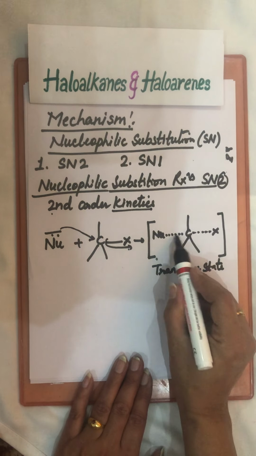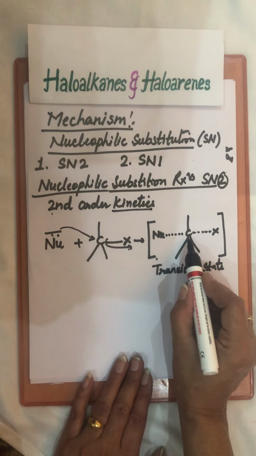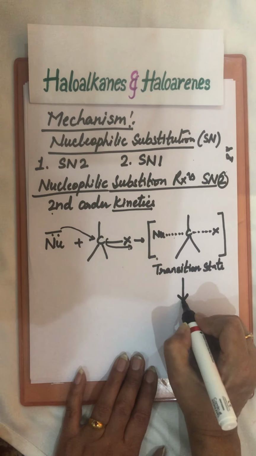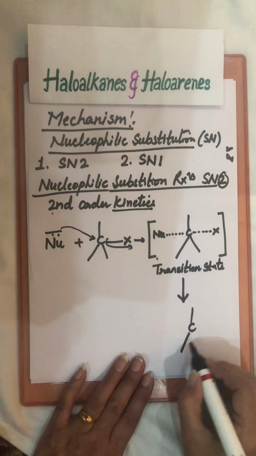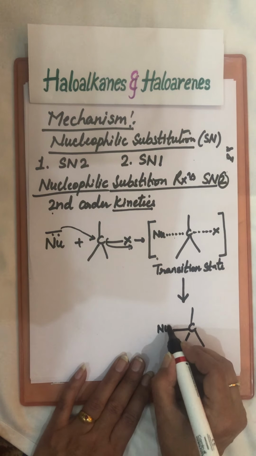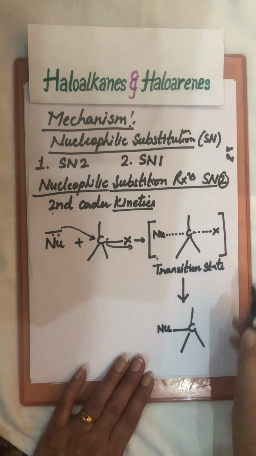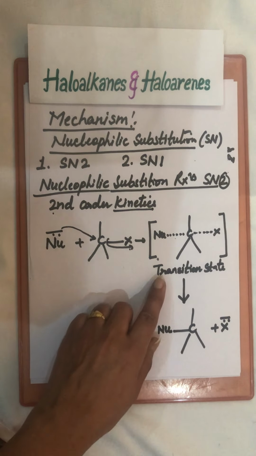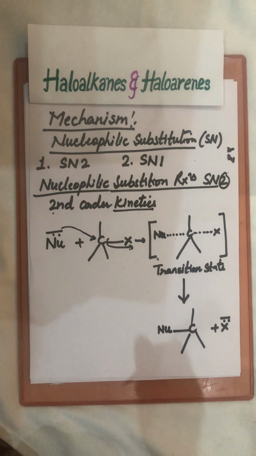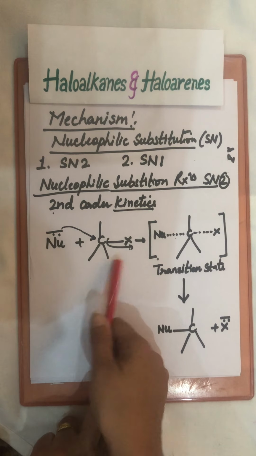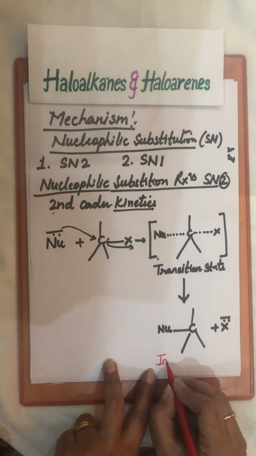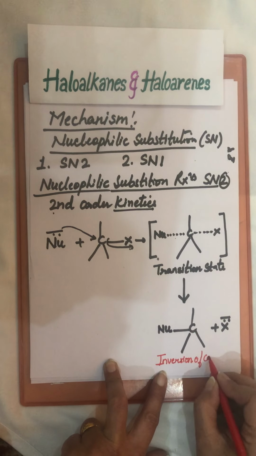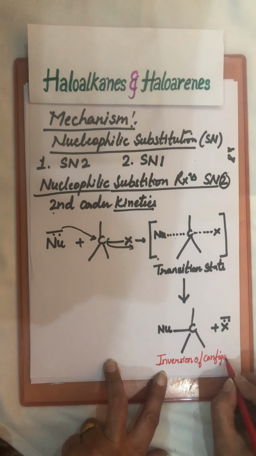This state is called transition state because in this there are 5 bonds and carbon forms maximum 4 bonds. So this state is highly unstable and quickly breaks up to form a complete bond with the nucleophile and complete breaking of this halide bond. This is how this reaction takes place. There is a transition state here when the nucleophile will attack the haloalkane. And the product formed here in SN2 reaction is called inversion of configuration product.